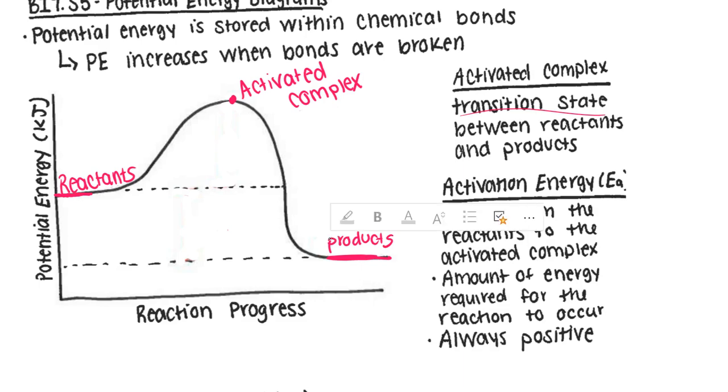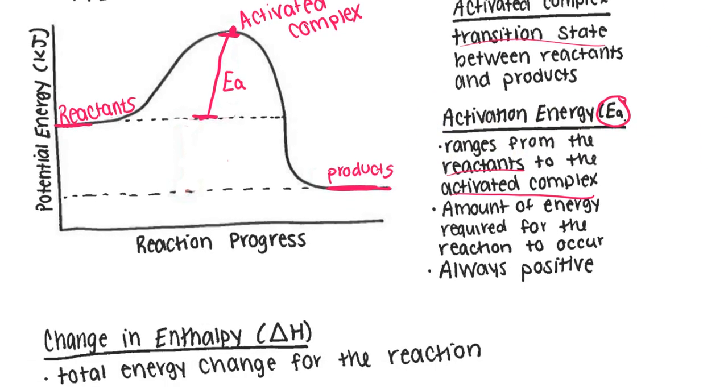Activation energy is going to range from the reactants up to the activated complex. So my activation energy is going to be right in here. Activation energy is going to be EA for short. Activation energy is the minimum energy required for a reaction to occur, and it is always going to be a positive number. So in a little bit, we're going to do some calculations, and you're going to have to calculate activation energy. It should always be positive.